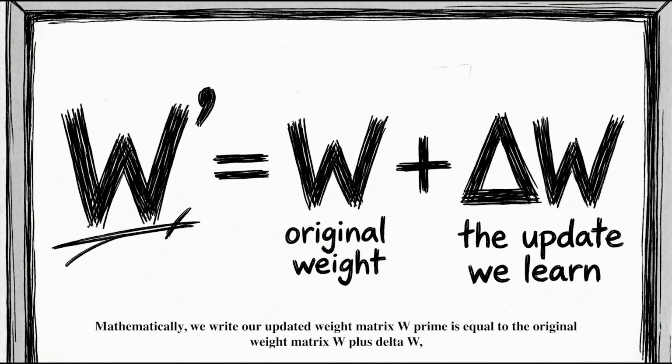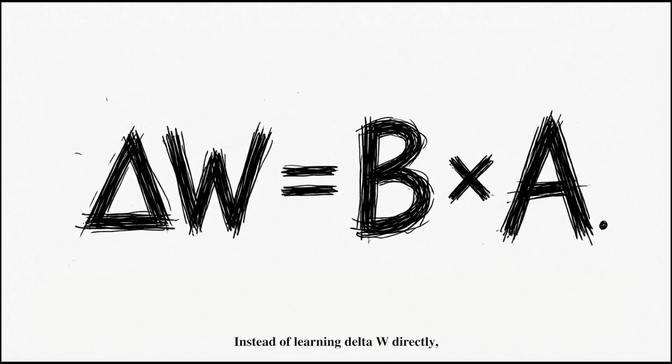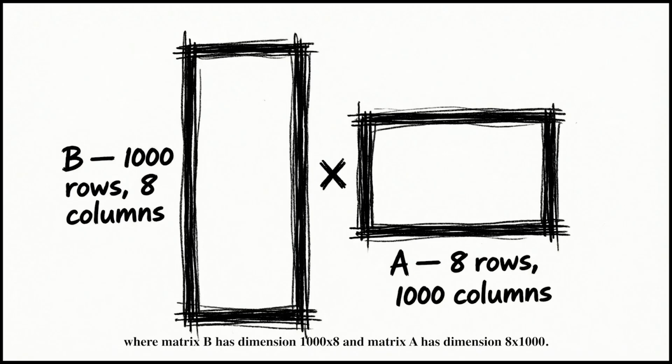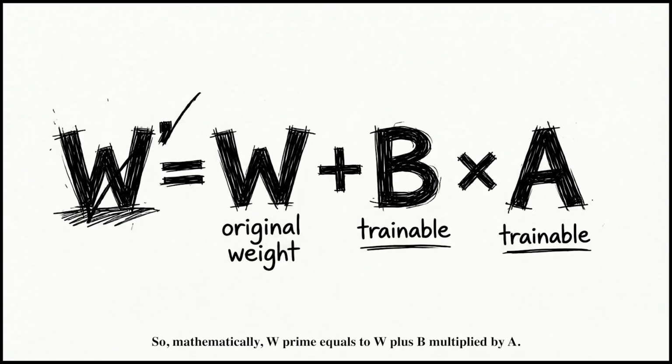Mathematically, we write our updated weight matrix W prime equals the original weight matrix W plus delta W, where delta W represents the change or updates that we want the model to learn. So instead of modifying W directly, we only learn delta W, but LoRA goes one step further. Instead of learning delta W directly, LoRA learns two smaller matrices. We write delta W equals B multiplied by A, where matrix B has dimension 1000 by 8 and matrix A has dimension 8 by 1000. When we multiply these matrices together, it produces 1000 by 1000, which matches the original size of the weight matrix. So mathematically, W prime equals W plus B multiplied by A.